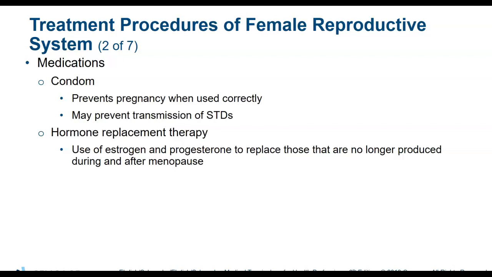Condoms, again, female and male condoms. I am just telling you, if you are not monogamous, you should be using these because it really helps prevent the transmission of STDs, and hopefully will prevent pregnancy as well if you use them correctly. Hormone replacement therapy, we can use estrogen and progesterone to help replace those that are no longer produced during and after menopause.